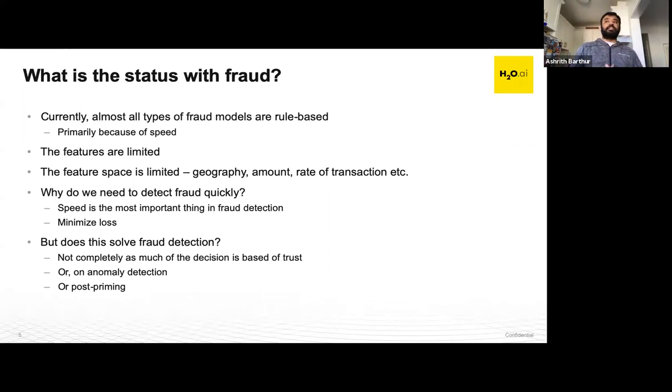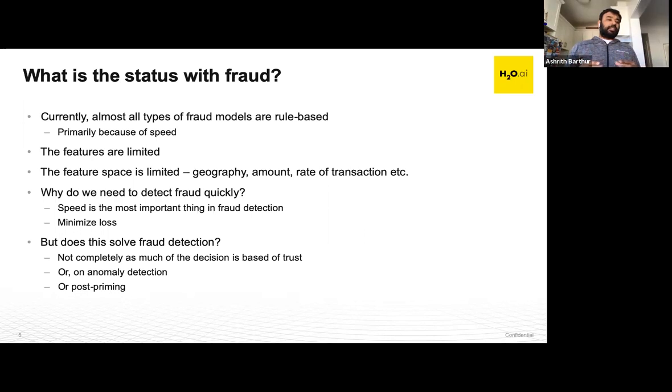When I say feature space, it could be transactional, it could be geographic, it could be different indicators that are actually much more in the same range. But someone might come and ask, I don't need the speed, so why is it that you insist that fraud needs to be detected so quickly?